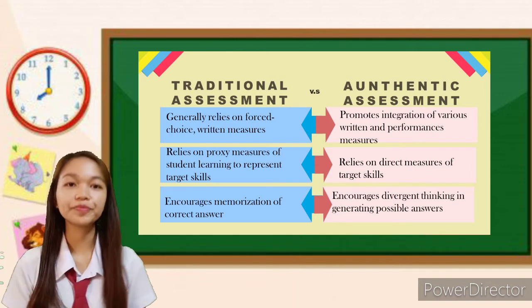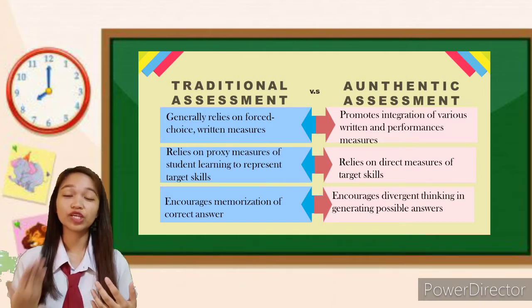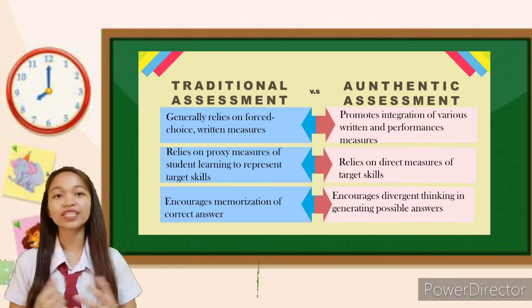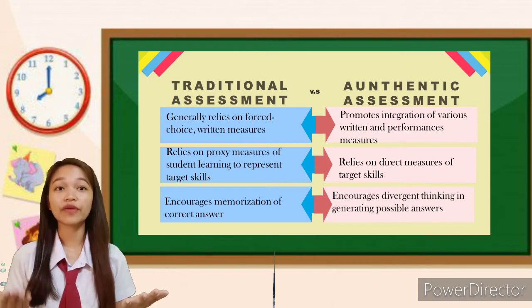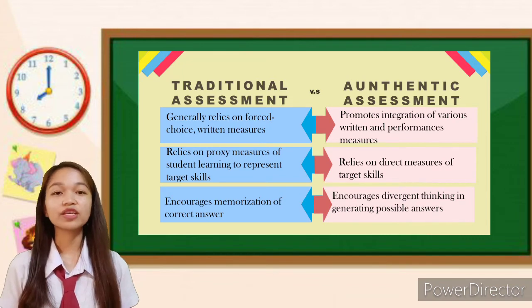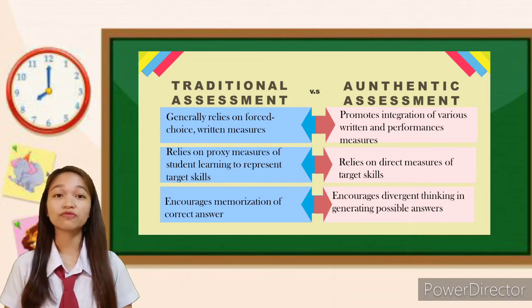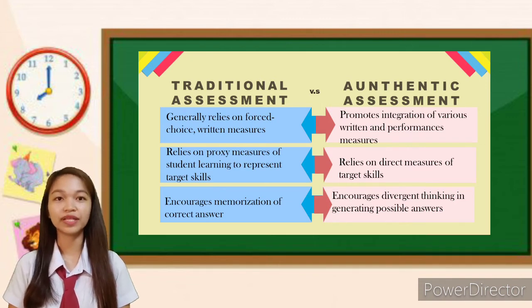of the students. And the second one is, in traditional assessment, it relies on indirect measures of student learning to represent target skills. And the authentic assessment relies on direct measures of target skills. And traditional assessment encourages the students to memorize the correct answer, while the authentic assessment is to encourage divergent thinking in generating possible answers. So that is the difference between authentic assessment and traditional assessment.